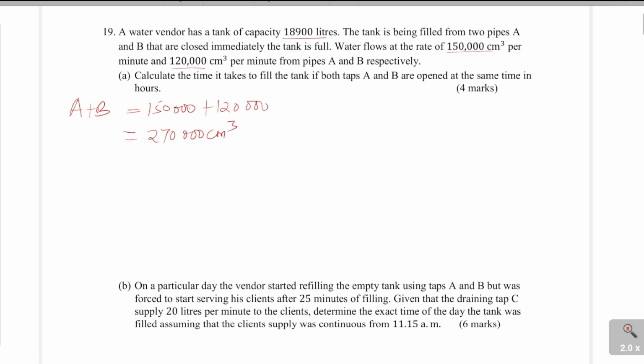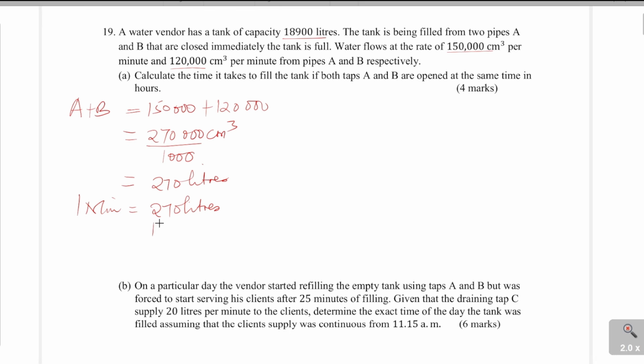So when you look at it, the capacity of the tank is given in liters, so we need to convert these to liters by dividing by 1,000. Remember, 1,000 centimeters cubed is equivalent to 1 liter. So this is equivalent to 270 liters when you convert. So that means when both pipes are running, A plus B, in 1 minute, they'll be able to fill 270 liters. That is the rate of flow, 270 liters.